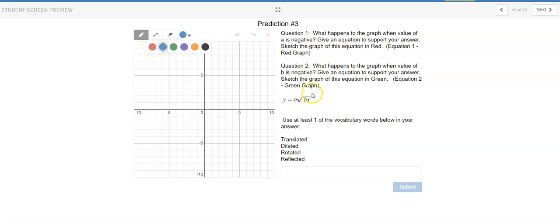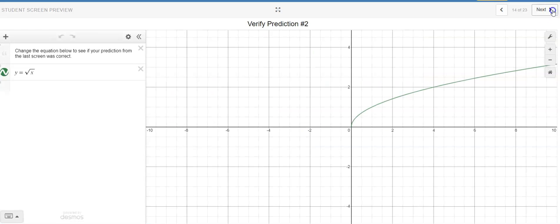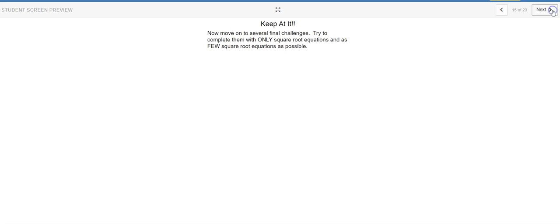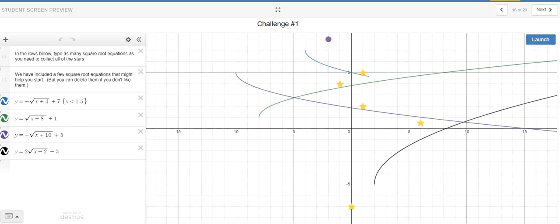And then question number 2, in both of those you'll respond down here. Question number 2, what happens to the graph when the B is negative? So what happens when this value is negative? And you will graph it using a green graph. And so you'll draw two graphs on there. And then we have verify your prediction. And so then you go to these challenges.